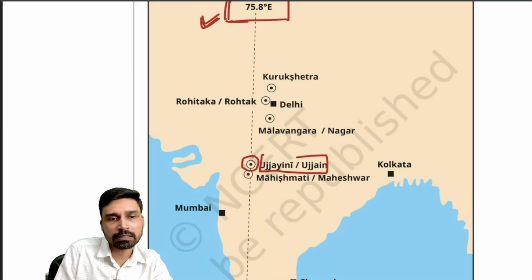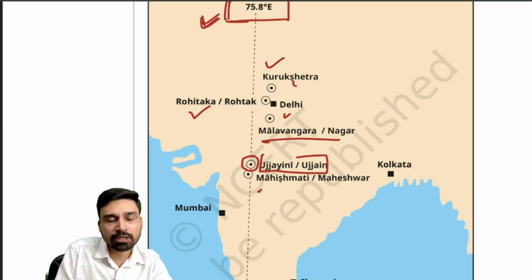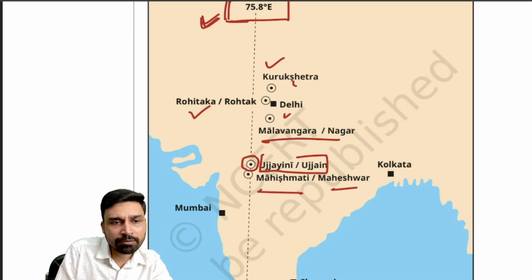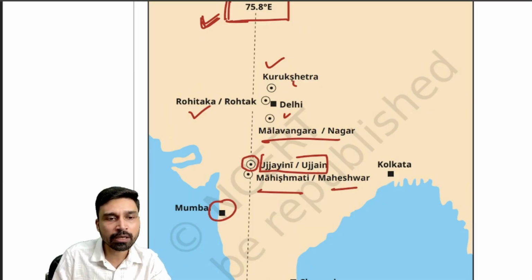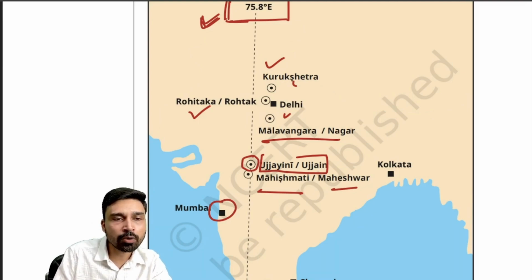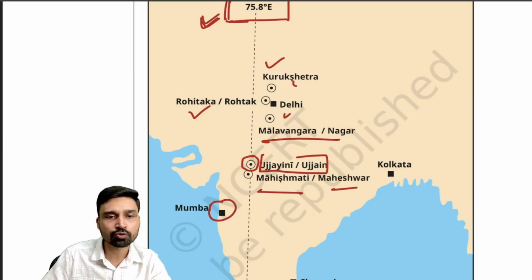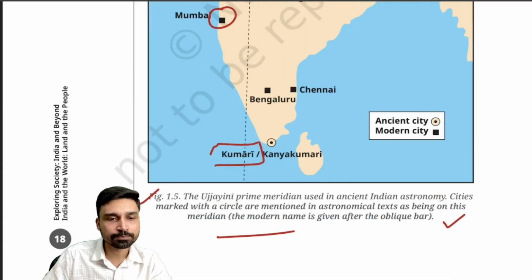So we have drawn a standard line, and various other cities of the ancient past lie on it, such as Rohtaka, called Rohtak today, Delhi, Kurukshetra, Malavnagar, then Mahishmati or Maheshwar, and further south Mumbai, Bangalore, Chennai, and then this part, called Kumari or Kanyakumari. So the Ujjaini prime meridian was used in ancient Indian astronomy. All the cities marked with a circle here are mentioned in astronomical texts as being on the meridian, and we can see how accurate it is, because all the ancient cities are very close to the Indian meridian.